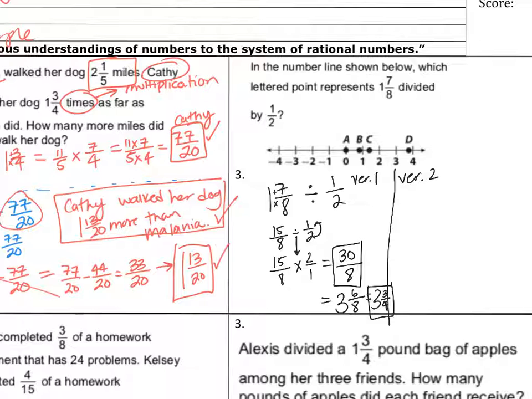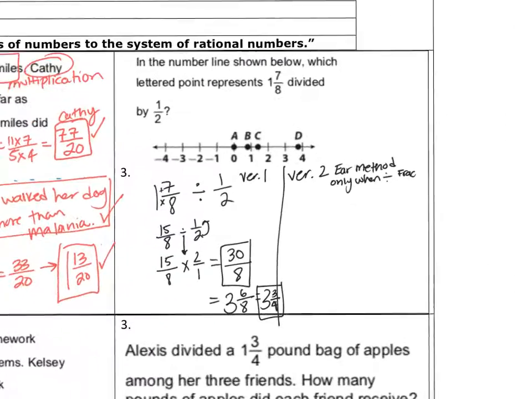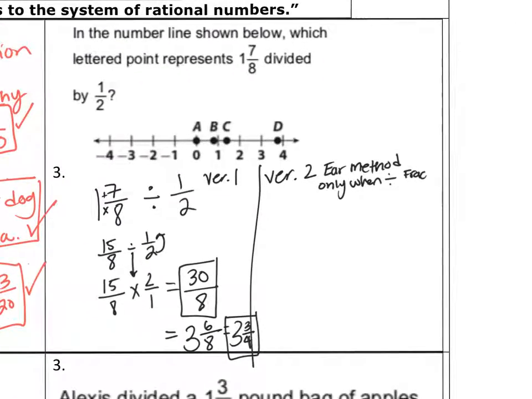Now version 2 is the ear method. You can write ear method. It only works when dividing fractions. So this only works when you're dividing fractions.